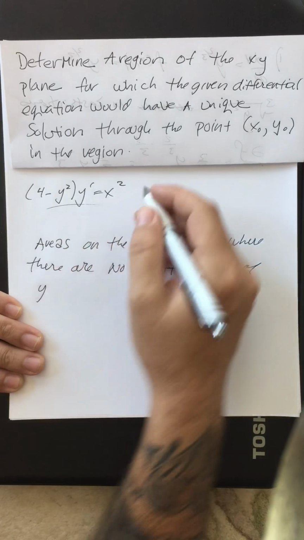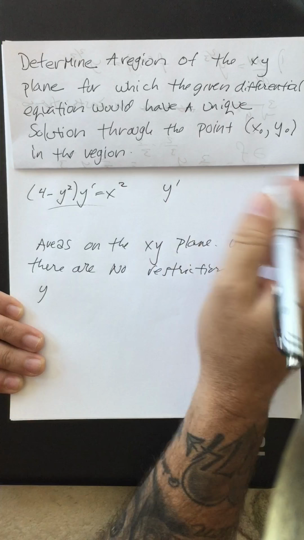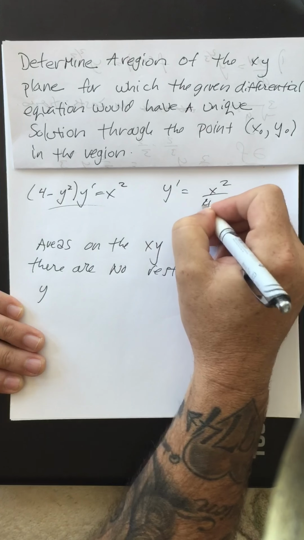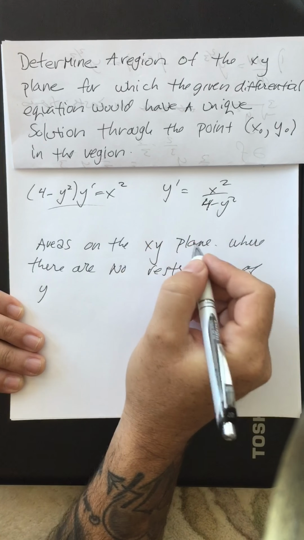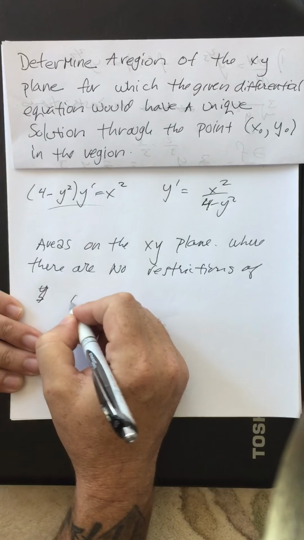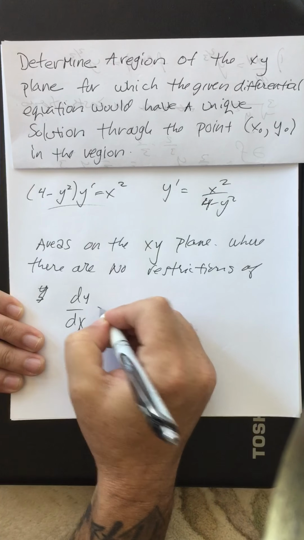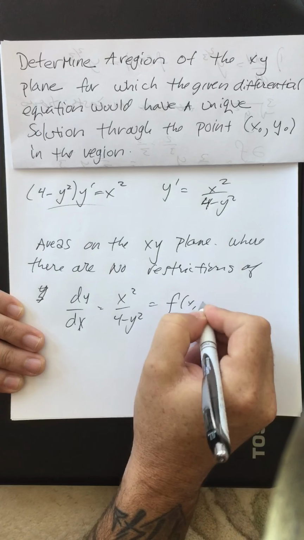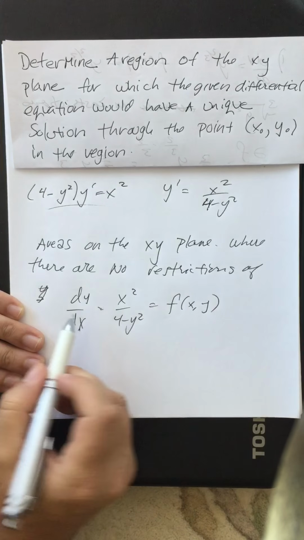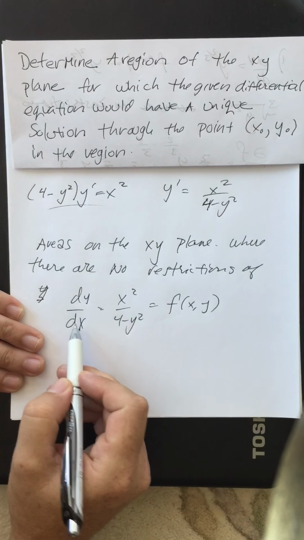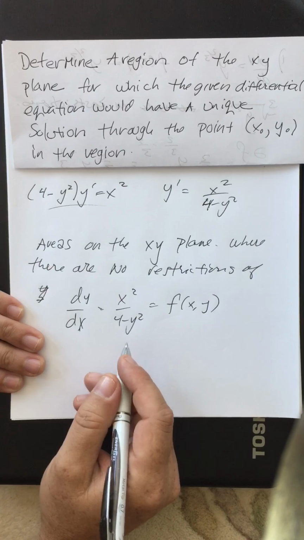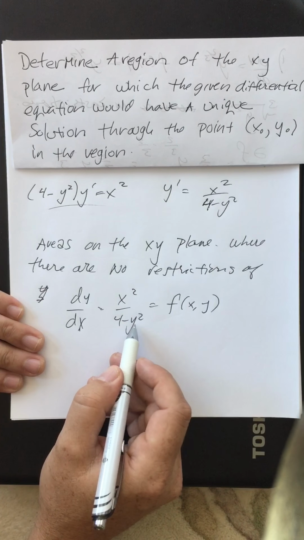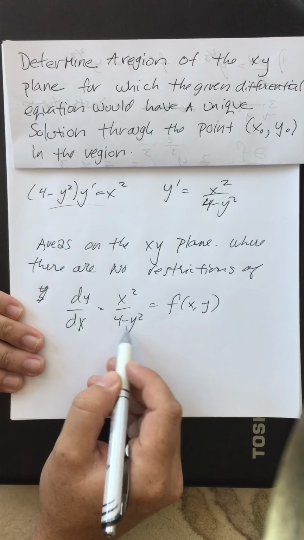If you isolate this so that the y prime is on one side, it equals x squared over 4 minus y squared. See how you got this on one side? So you got dy/dx equals x squared over 4 minus y squared. That's a function of x and y. When you have a first order differential equation with the derivative on the left, the right is going to be a function of x and y. We're looking for the solution function, so we want to know where the restrictions are.